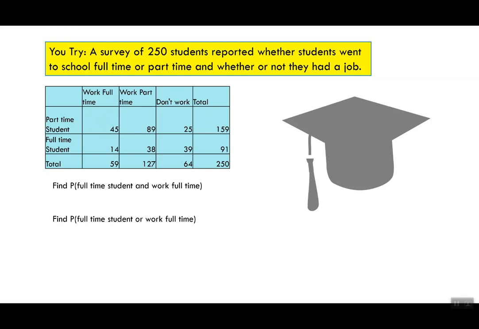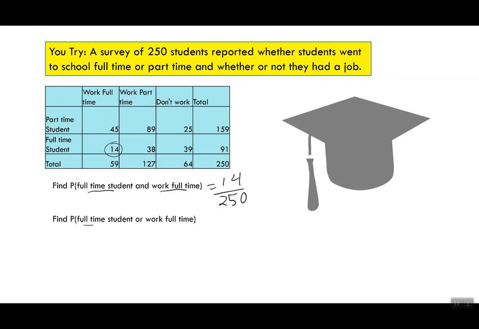We're going to stay with this chart and look at some more probabilities. The first one says probability full-time and work full-time. So go to school full-time and work full-time. We're putting the column and the row together. Full-time student, full-time work. I can see there were 14 people out of the 250.